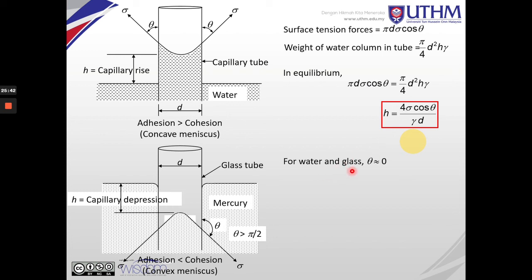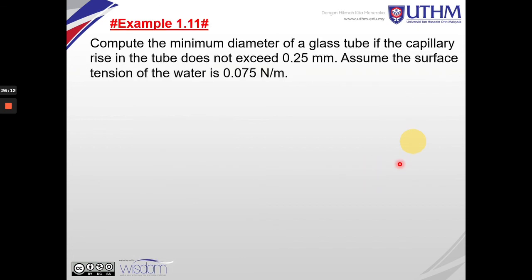For mercury and glass, theta is between 130 degrees and 150 degrees. For water and glass, the angle is the same as zero. Okay, we look at example 1.11.